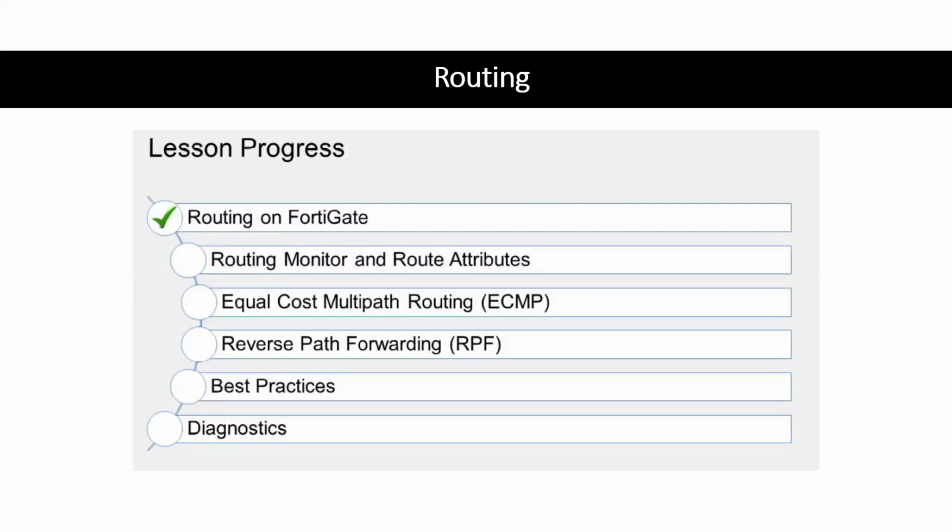So we talked about routing on the FortiGate. We had two sessions last week, like I said, to investigate and see how routing works on it. I hope you guys took a lot of value from our sessions. Now we're going to jump into what the routing monitor and routing attributes are, and what specific roles they play in understanding what routing is within the FortiGate or FortiOS, so to speak. So let's jump right in.